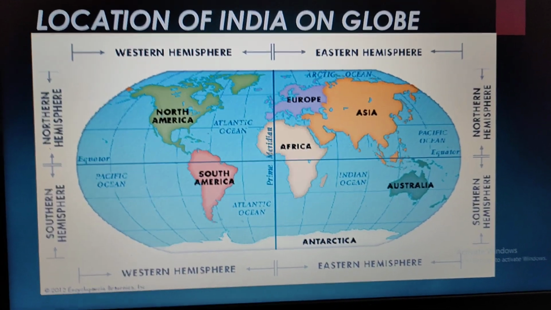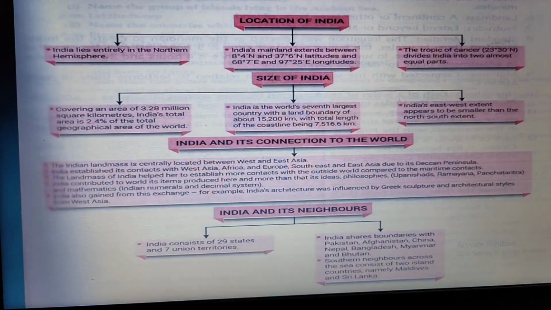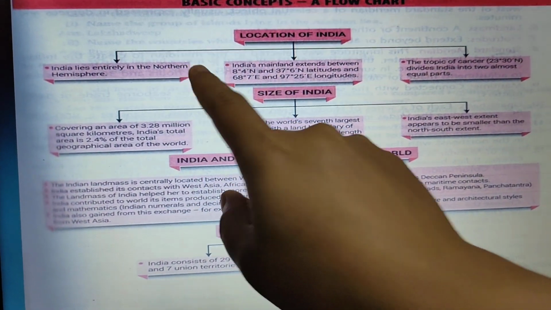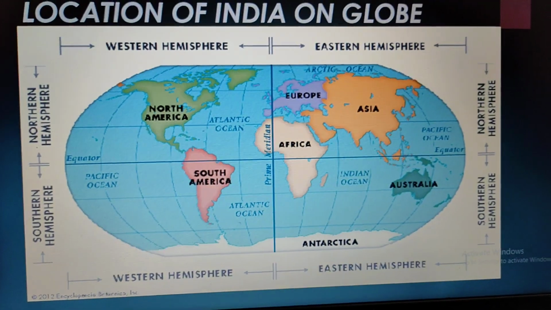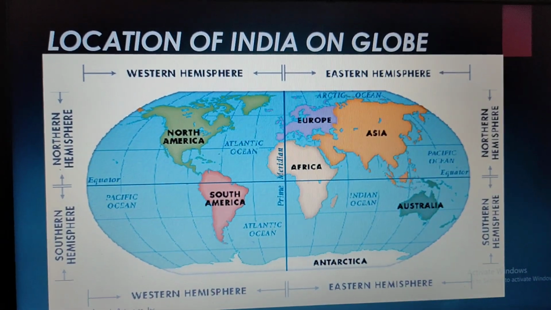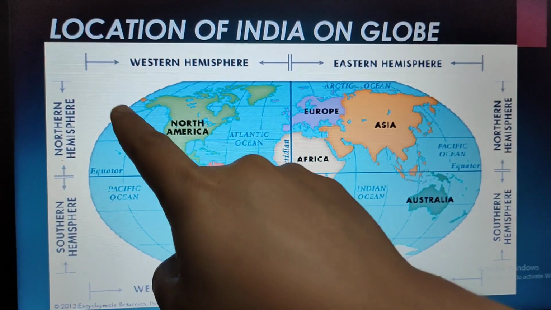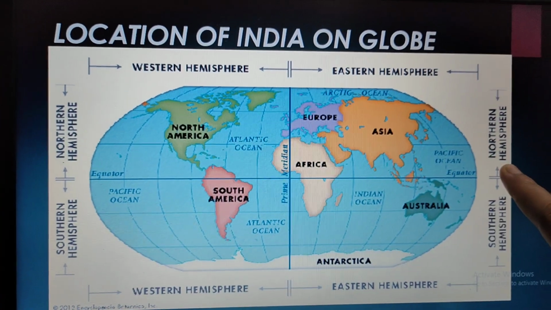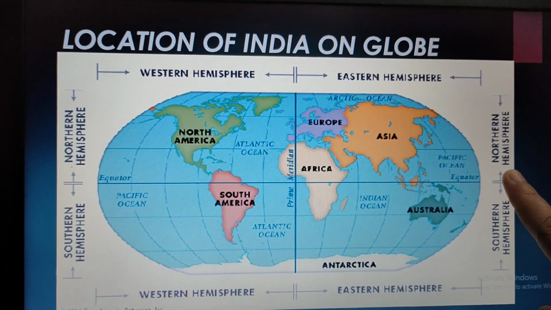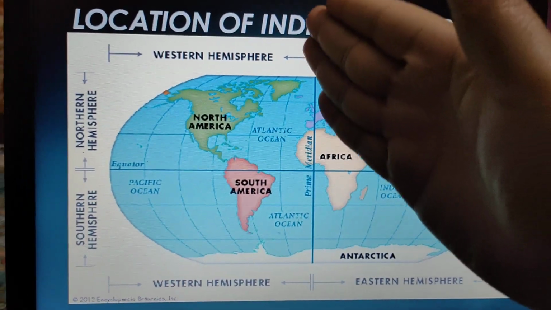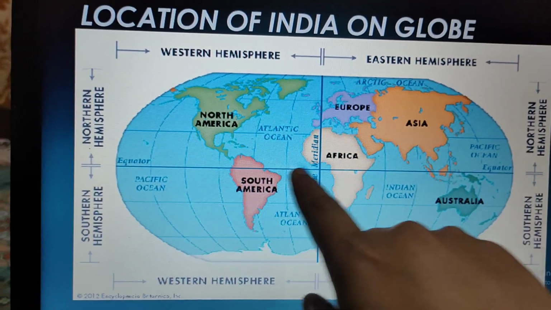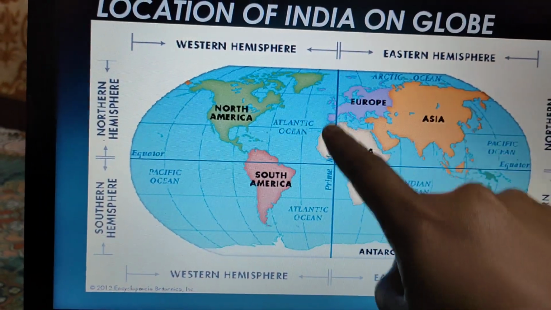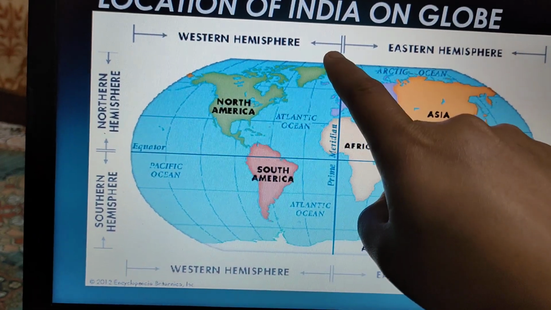Now, location of India. The very first point over here was India lies entirely in the northern hemisphere. How? If you see this diagram very carefully, this is the northern hemisphere, this is the southern hemisphere. It is the equator which divides the earth into two equal halves, and this is your prime meridian. Equator is a latitude at 0 degree and prime meridian is a longitude at 0 degree.